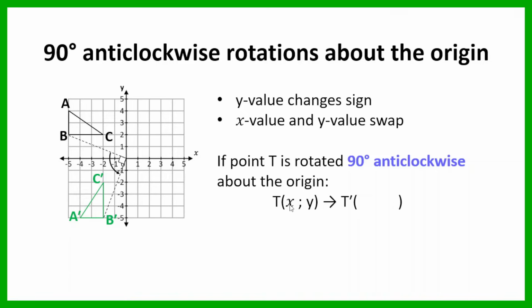Okay, so our rule for point T being rotated 90 degrees anti-clockwise about the origin is, once again, you have your T with the coordinates (x, y). The y value is now going to change sign. So we're going to multiply that by -1, so it'll be -y, but they're also going to switch places, so it's going to become (-y, x), like that.